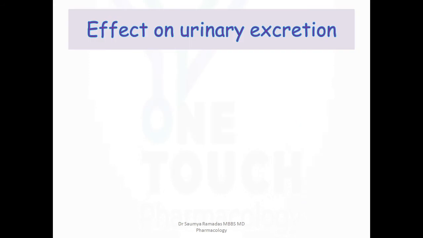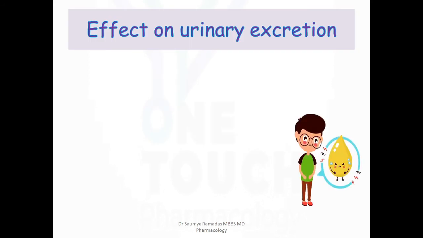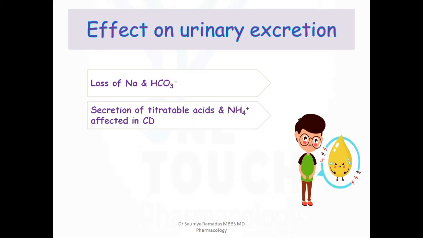The effect of acetazolamide on urinary excretion. There is loss of sodium and bicarbonate in the urine, and in the collecting duct the secretion of titratable acids and NH4+ is affected, leading to metabolic acidosis, because there is loss of bicarbonate and also secretion of acids is affected. This leads on to metabolic acidosis.